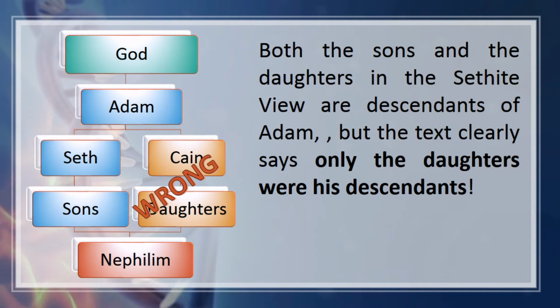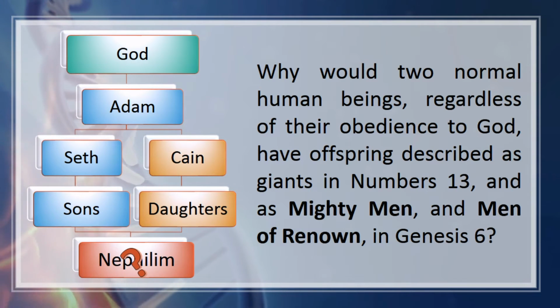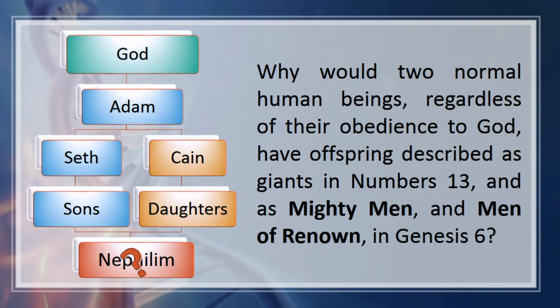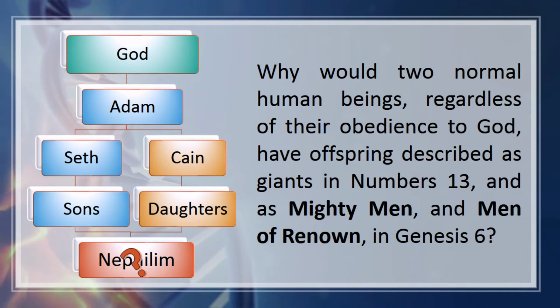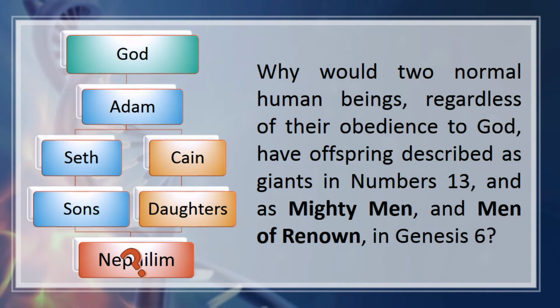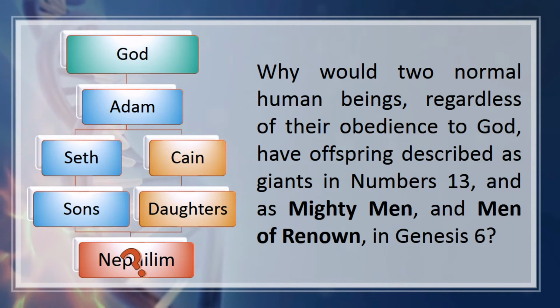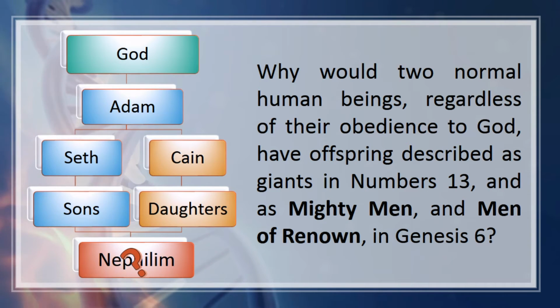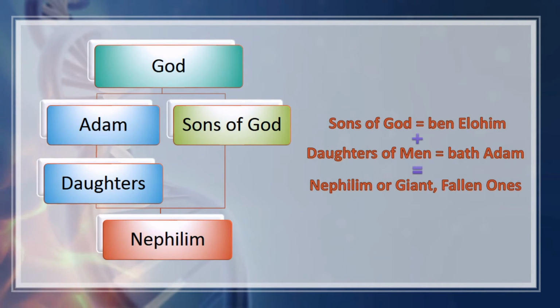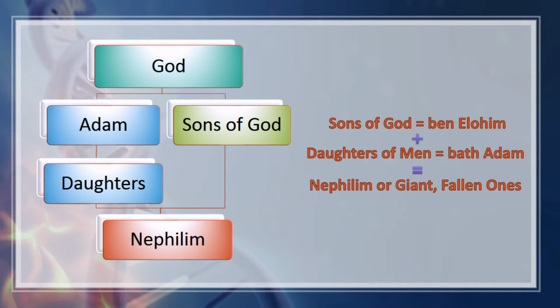Also, why would two normal human beings, regardless of their obedience to God, have offspring described as giants in Numbers chapter 13 and as mighty men and men of renown in Genesis chapter 6? Why would the text even mention these human intermarriages and call their offspring fallen ones? I'm confident when I tell you there's not a single verse in the entire Word of God to support this Sethite view of Genesis 6. It's simply a man-made idea imposed on the text with no biblical support at all. When literally interpreted, the sons of God are simply the direct offspring of God, not Adam.